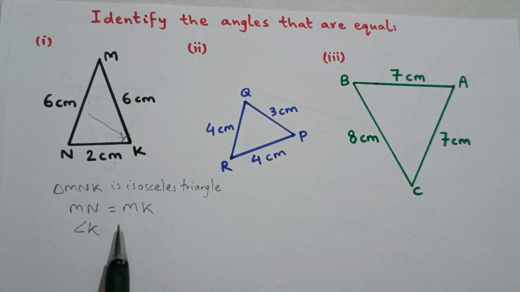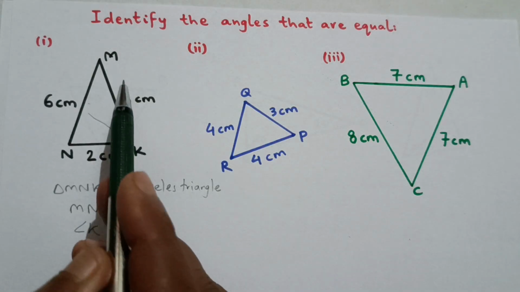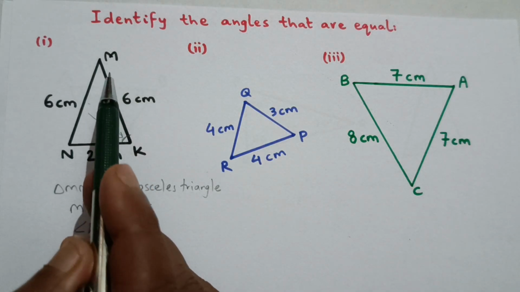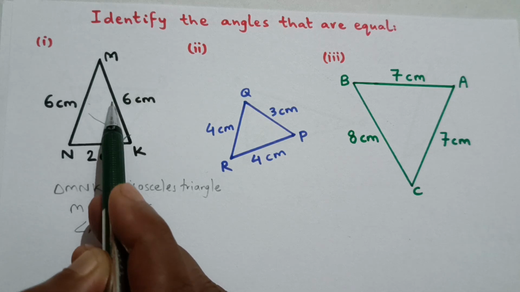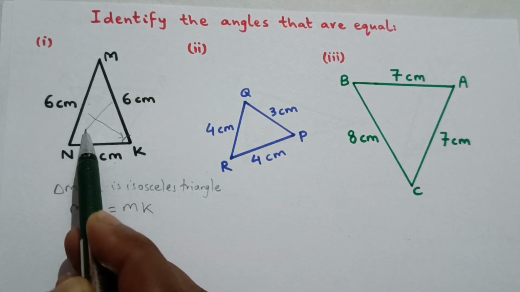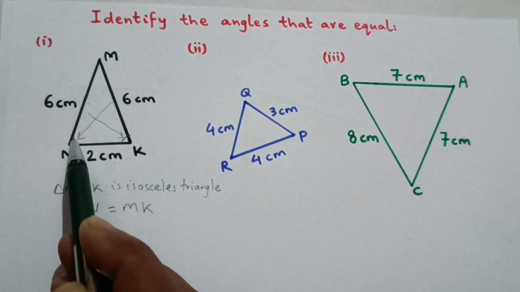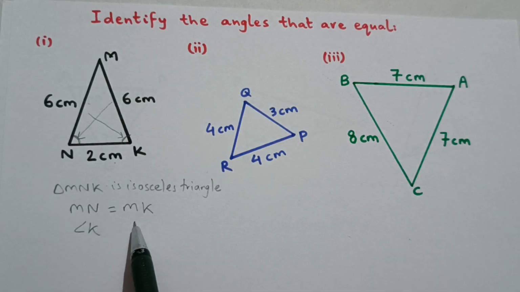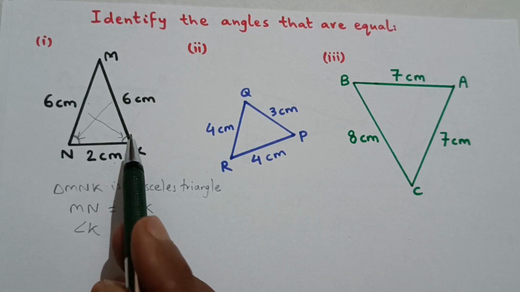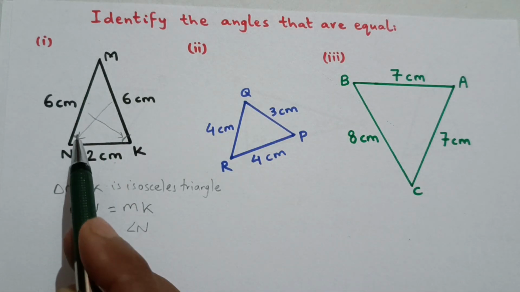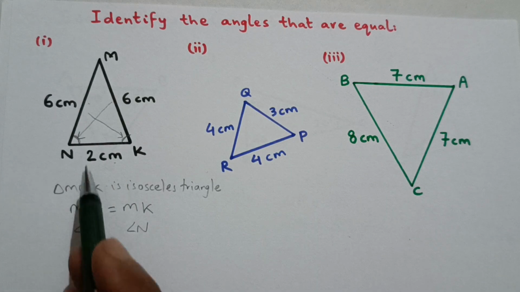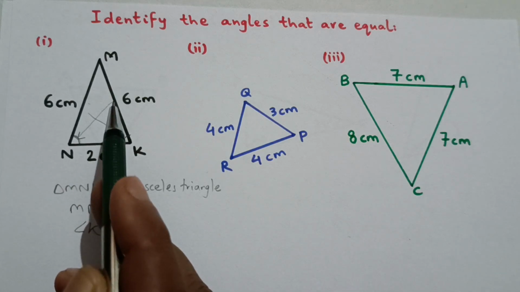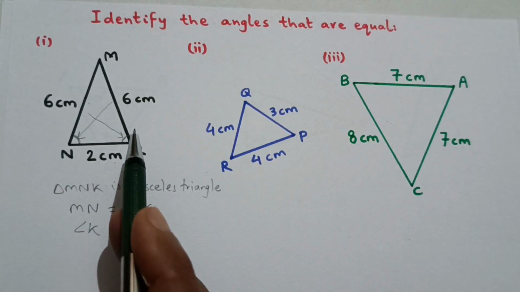Now let us look at side MK. Now MK is this side. The angle opposite to this side MK is this angle. So this angle is angle N. So angle K is opposite to side MN and angle N is opposite to side MK.